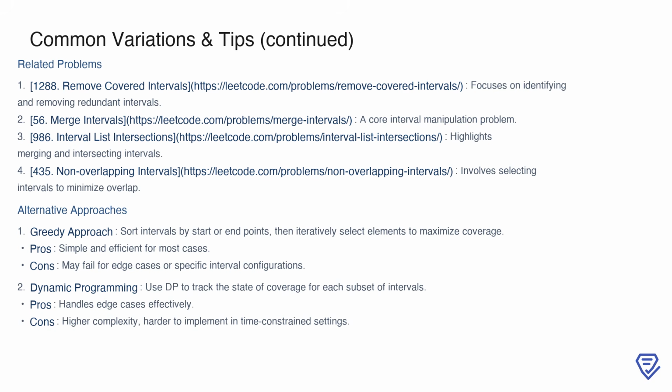Moving on to alternative approaches, a common and effective method is the greedy approach. Here, intervals are sorted by their start or end points, and elements are iteratively selected to maximize coverage. This method is simple and efficient for many cases, but it may struggle with specific configurations or edge cases. Dynamic programming is another option. By tracking the state of coverage for subsets of intervals, DP provides a robust solution that handles edge cases well. However, it comes with higher complexity and can be more challenging to implement, particularly under time constraints.